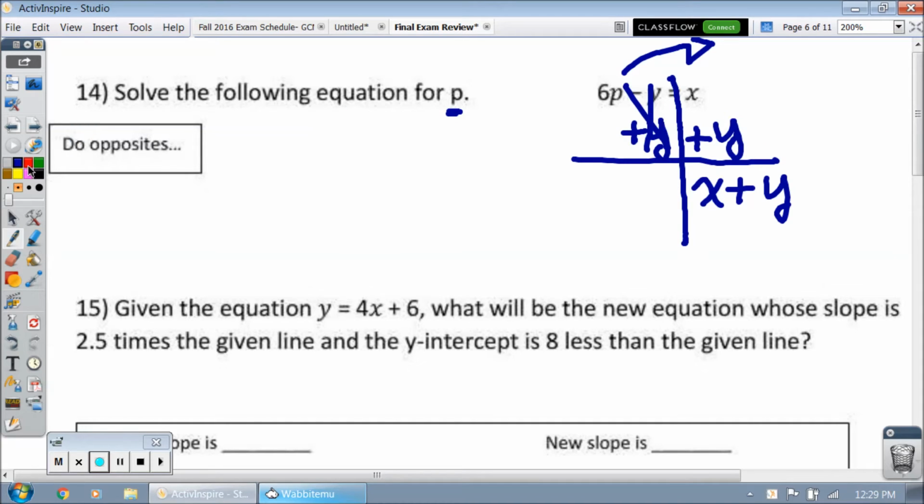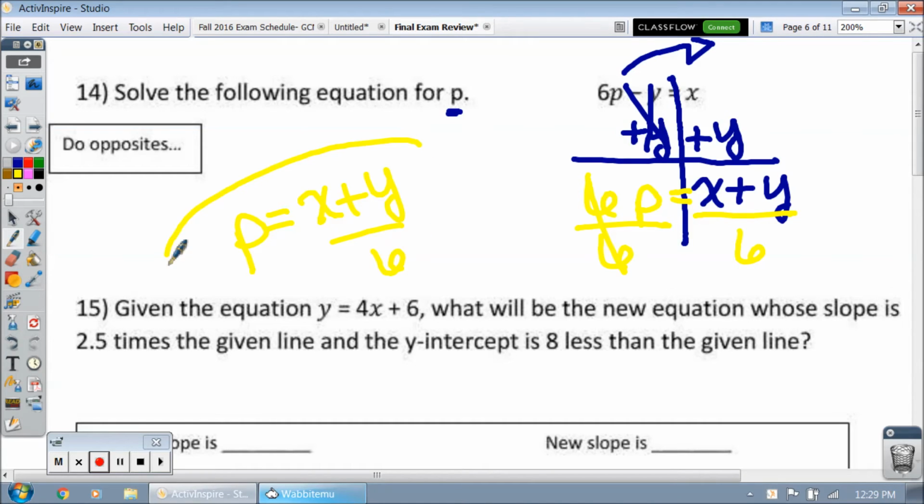And we're left with 6p on the other side. To get rid of the 6, our last step is to divide by 6. And we're going to divide everything by 6. And so we could write P equals x plus y divided by 6.